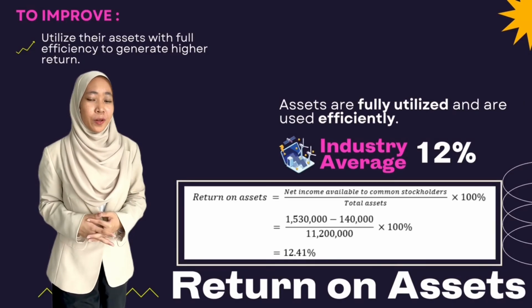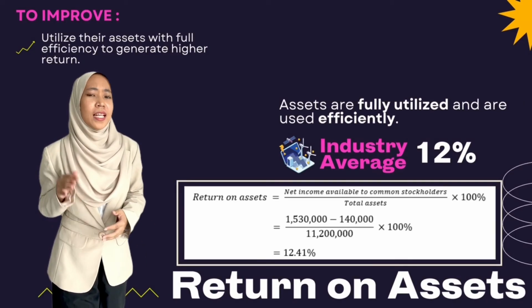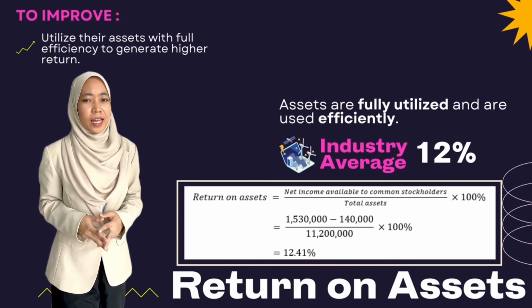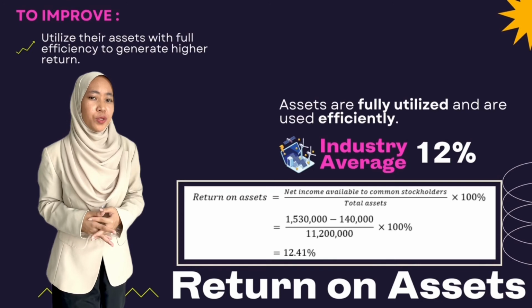Hikmat Bakti Berhad return on asset is 20.41%, slightly higher than the industry average of 20%, which indicates that assets are fully utilized and are used efficiently. To improve, a company should utilize their asset with full efficiency to generate higher return.